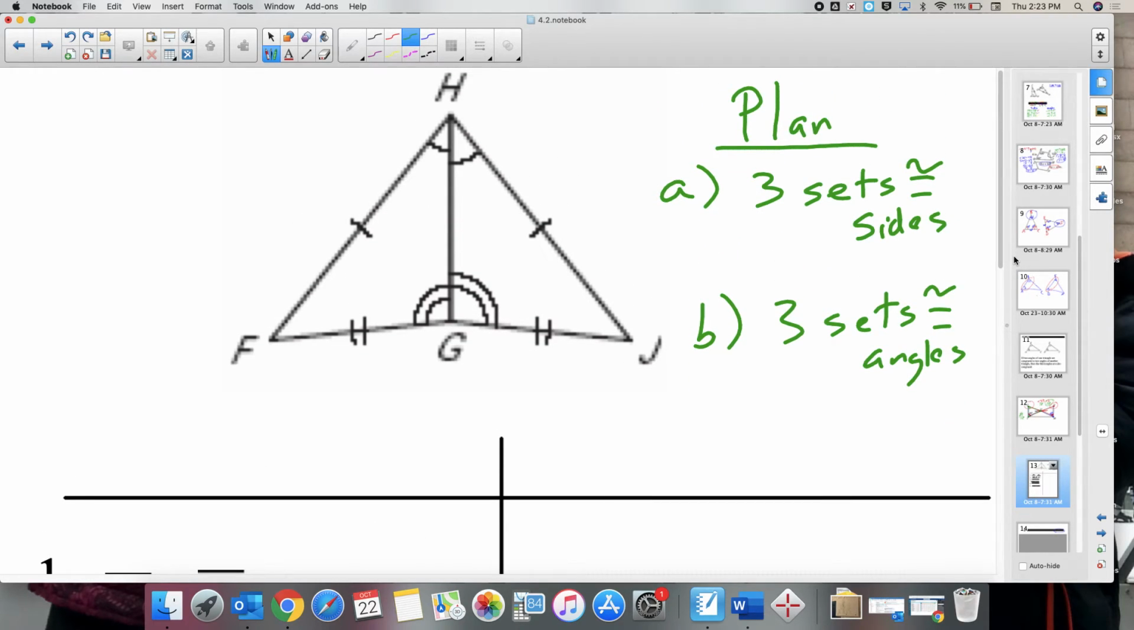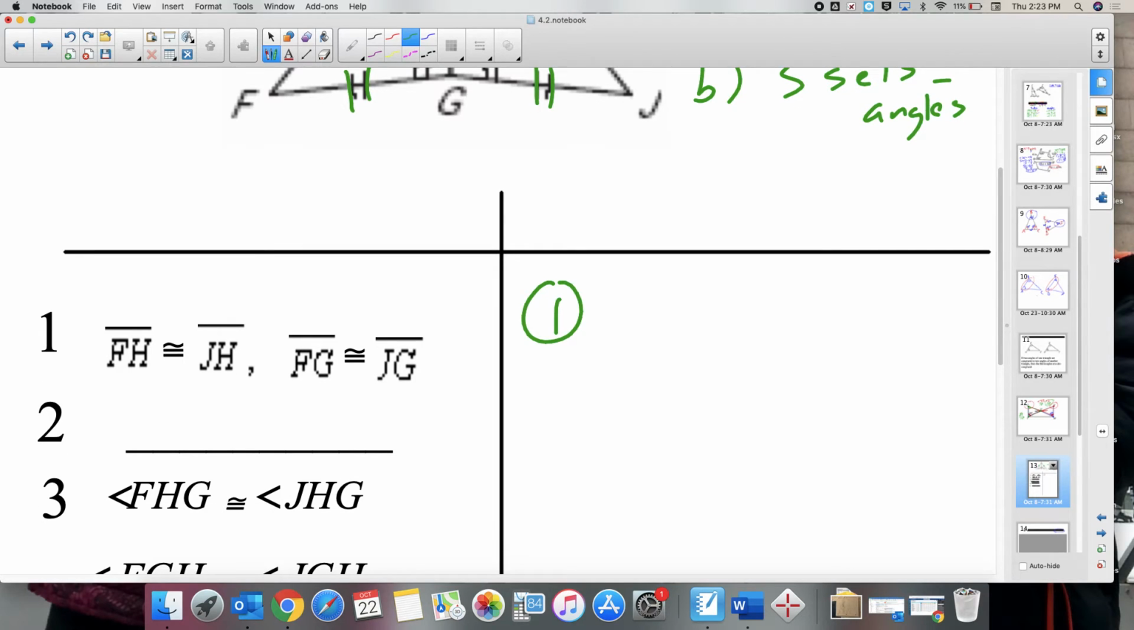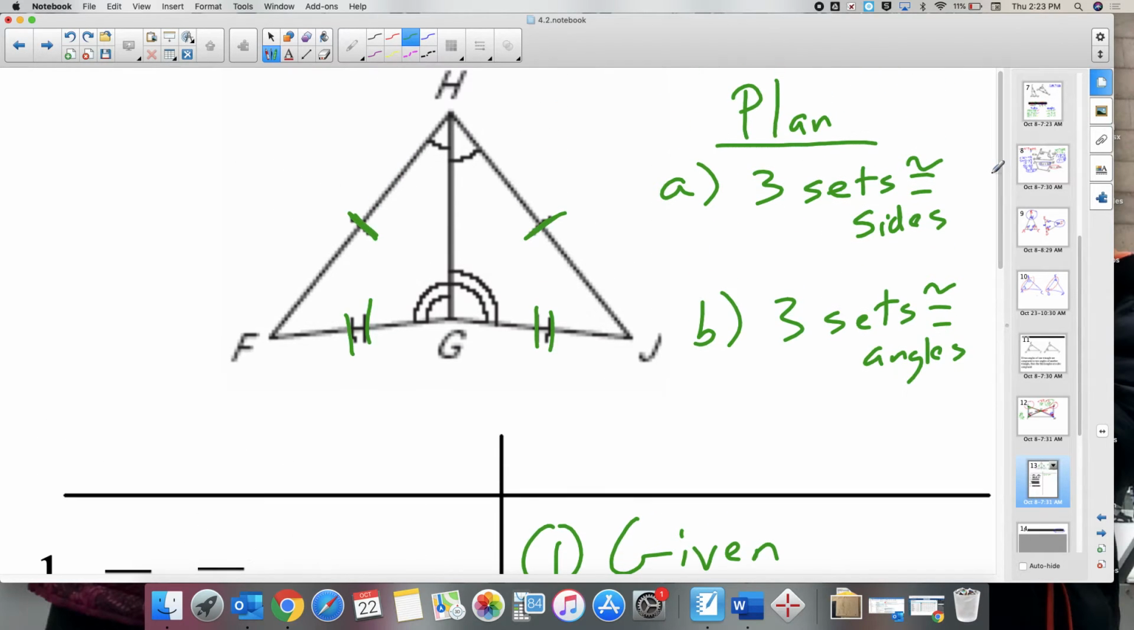It says given FH is congruent to JH and FG is congruent to JG. So FH with JH, FG with JG. As for my reason then, that is given. That gives us two of our sides. Overall, I need three. So we have one and two of them so far.